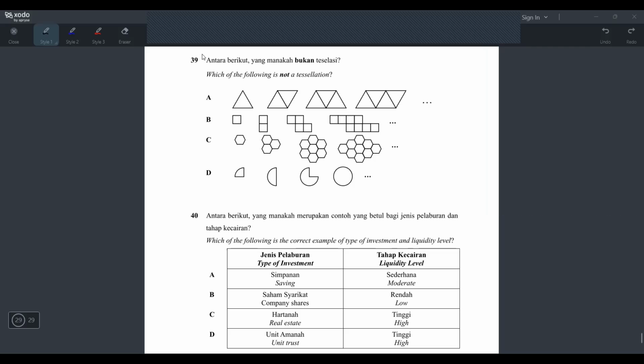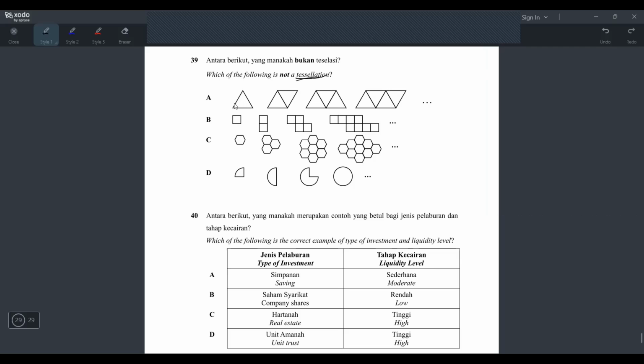Okay, let's continue. Question 39. The question says, which of the following is not a tessellation? What is tessellation? Tessellation means it's a pattern of repeating or recurring shape, okay, without empty space and overlapping.